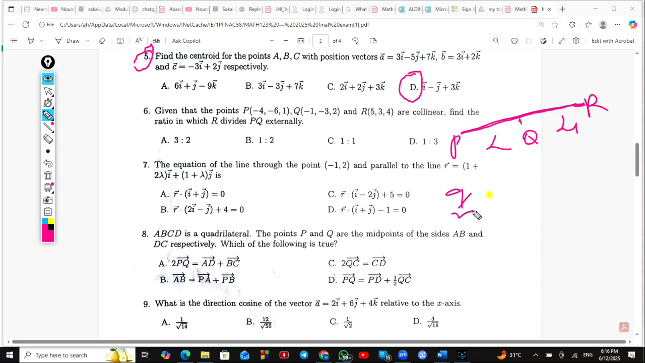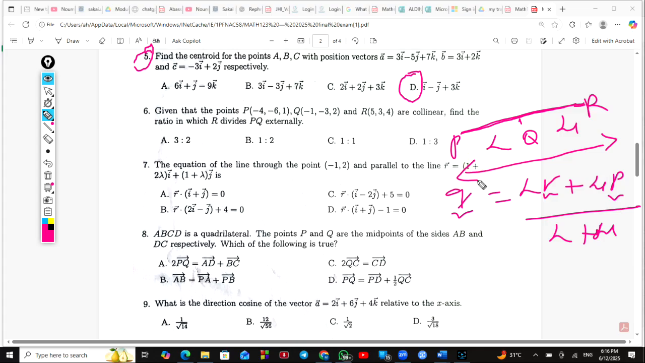Q would have been equal to some lambda R plus some mu multiplying the vector P, over lambda plus mu. And let's say lambda plus mu is the ratio in which R is dividing PQ externally. You know that, so lambda plus mu, I'm equating it to alpha, so I can derive the external division from this internal division.